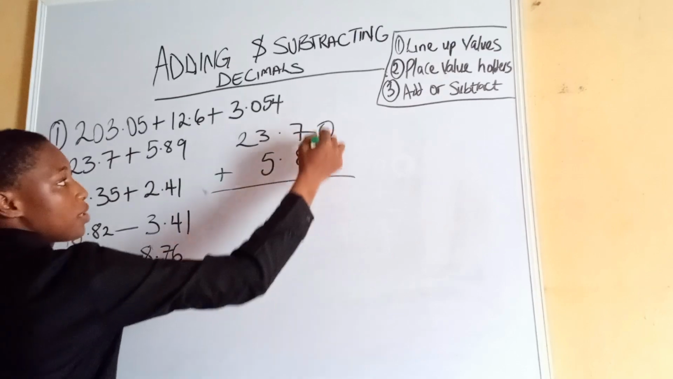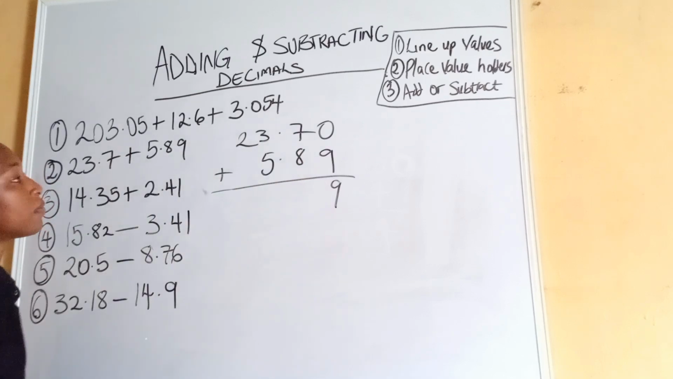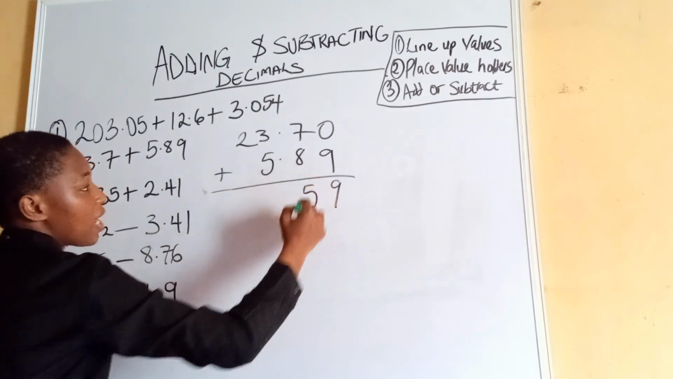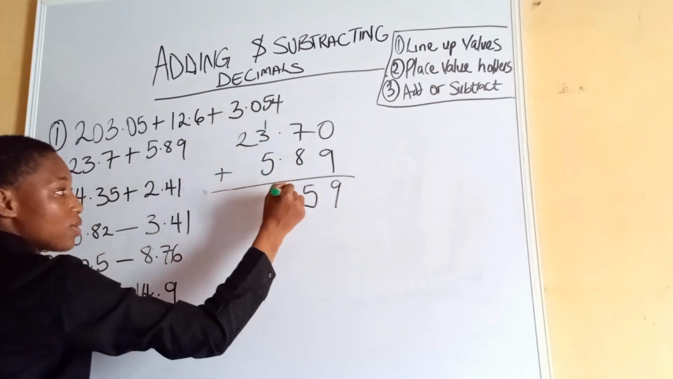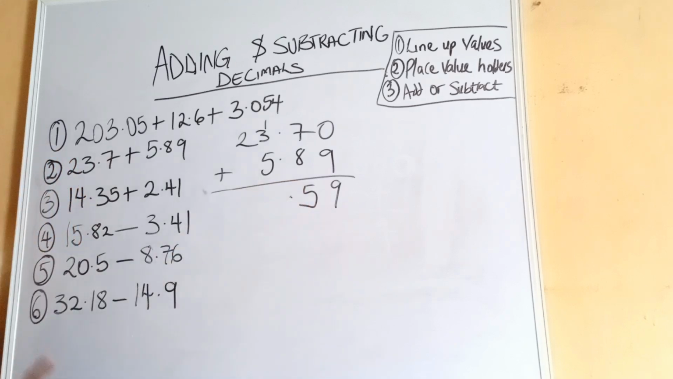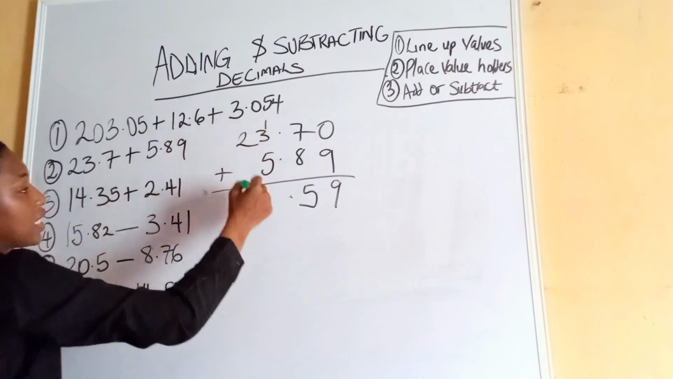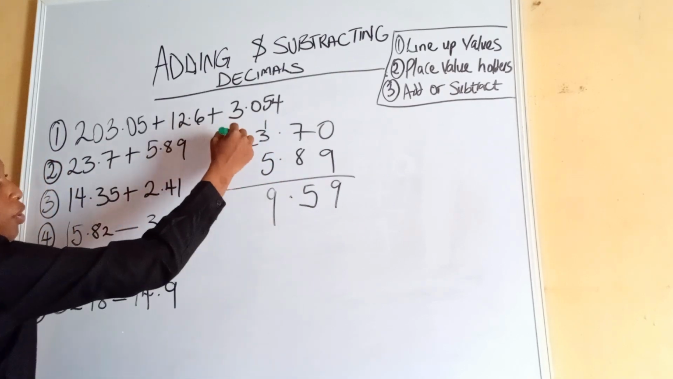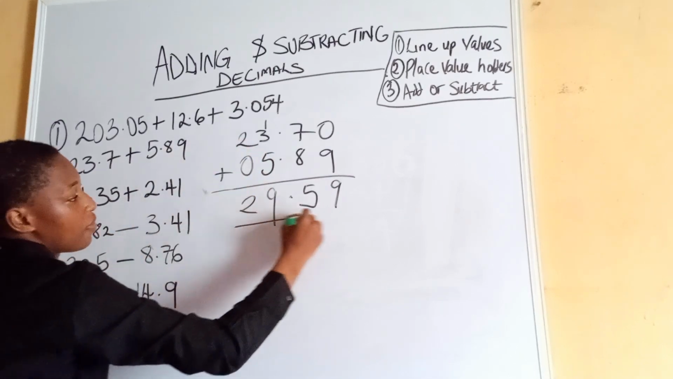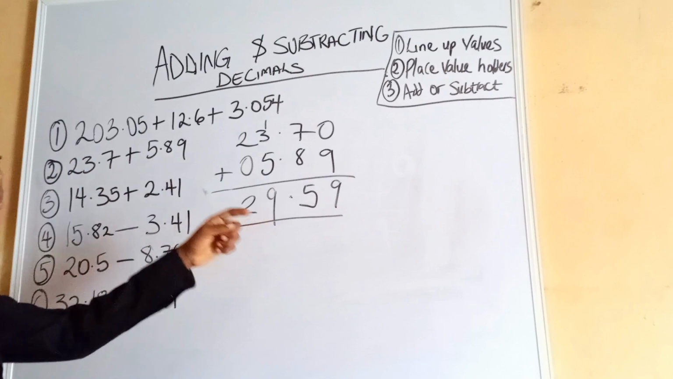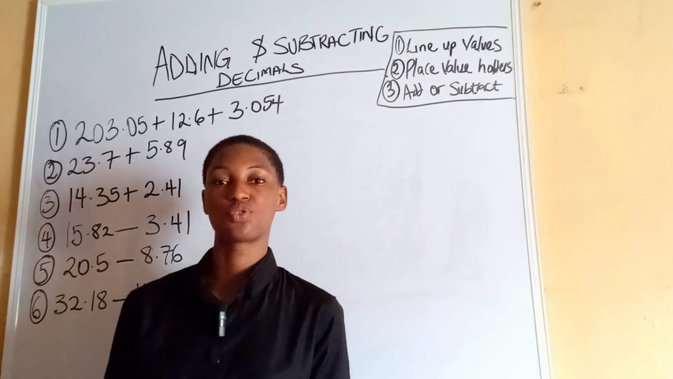When you add 9 plus 0, that's 9. 7 plus 8 is what? 7 plus 8 is 15. So 5 here, you carry 1 over. But remember, your decimal point is still here, so you're going to add the decimal point like that. Don't forget the decimal point. And then 5 plus 3, that's 8, plus the one you carried over, that's 9. And then your tens, 2 plus 0, that's 2. There you have your final answer, 29.59.